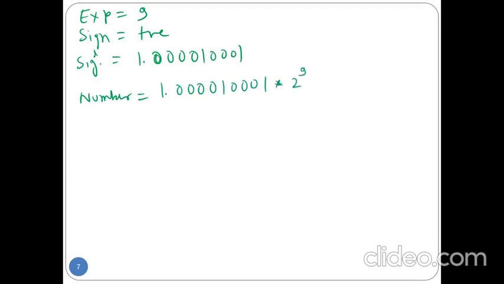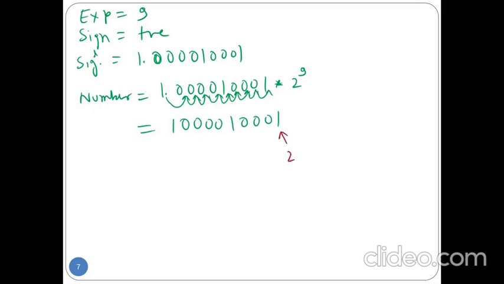Okay, so after this multiplication, this floating point should move 9 positions to the right, which is basically here, right? So the number after multiplication becomes 1000010001. Okay, so this is the number. Now let's translate this into decimal value.